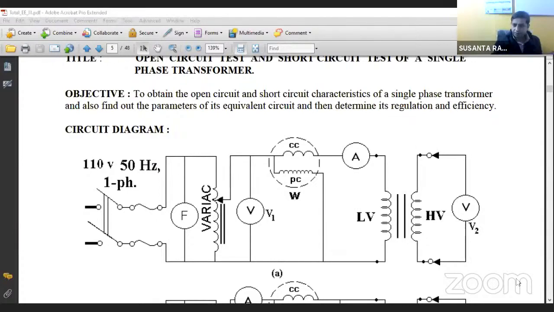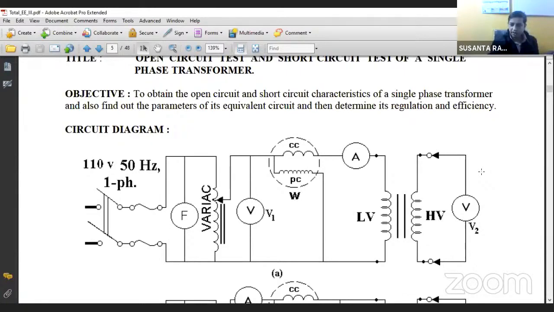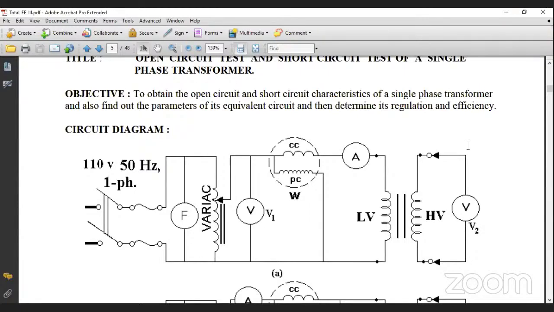I'm not getting what you are trying to say. The accuracy will be more, sir. No, the current in open circuit: what will be the current? How much current can flow? Very low, 2 to 3% of the rated, sir. Very low, sir.